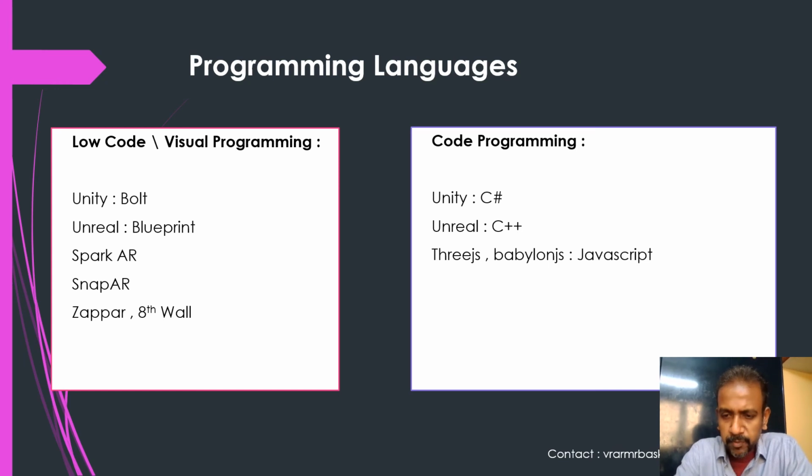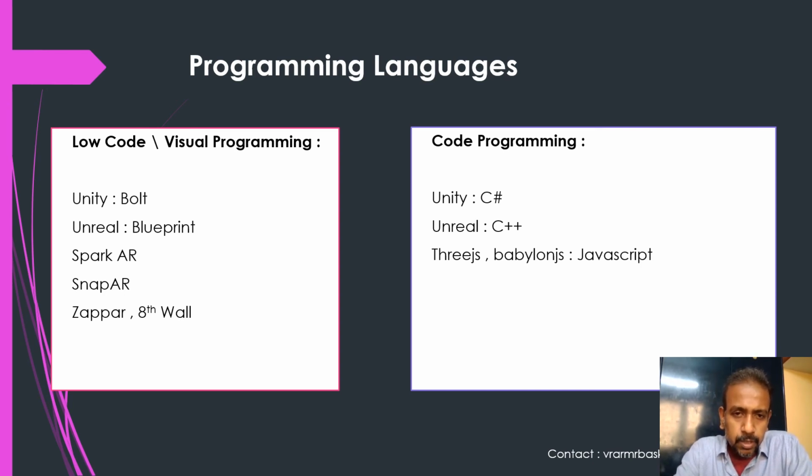Okay, coming to the programming languages. If you are good in programming and if you are a software engineer, I would recommend going for the programming languages. Unity provides the option of C# as a programming language, Unreal with C++, and 3JS, Babylon.js and AR.js use JavaScript as a programming language. They can even support TypeScript as well.